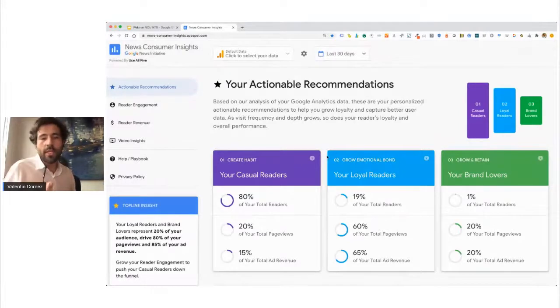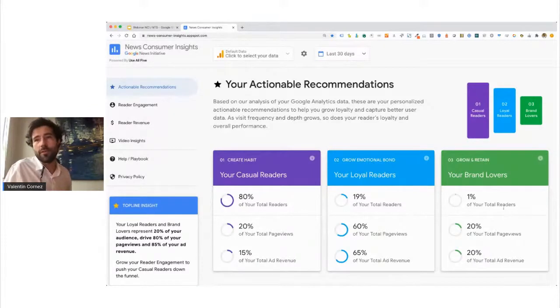Well, we want to show you how each audience segment contributes in terms of value, in terms of page views and ad revenue. So let's take a look at this publisher. This is live demo data, just to give you an example. For that publisher, 80% of the audience are casual readers. They generate 20% of the total page views and 15% of total ad revenue.